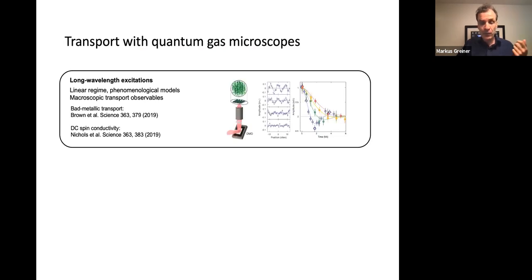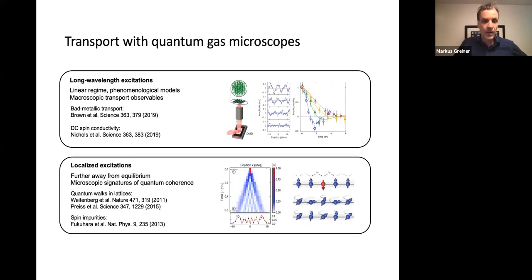And let me mention first there was a range of interesting experiments in quantum gas microscopes which studied excitations, so either these long wavelength excitations with evidence for a bad metallic transport by Maissam Barkeshli's group, for example, or DC spin conductivity. But we can also directly look at how particles or magnetic excitations move in a system, because we can use the quantum gas microscope to create these quantum particles essentially. In the simplest way, we just put a single atom into an otherwise empty lattice.